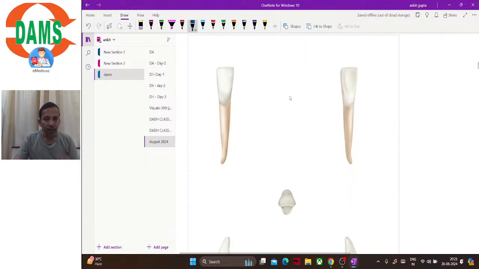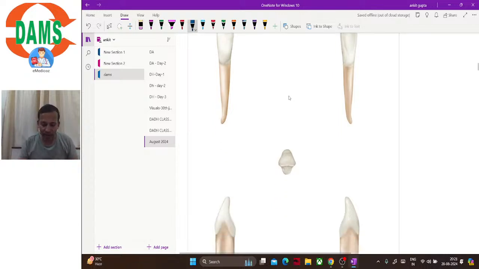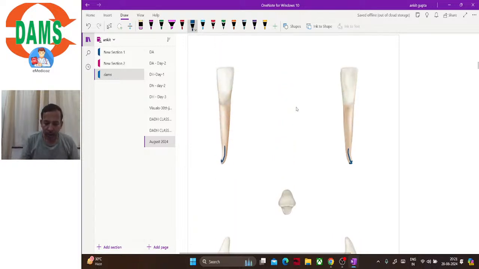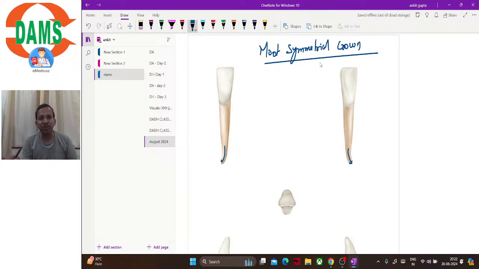Let's go to the central incisor of the mandible, or the mandibular central incisor. Again, you can see that even the mandibular central incisor has a distal curvature, right? The root has a distal curvature, and this is the most symmetrical crown. So of all the teeth in the human dentition, be it primary or permanent, the mandibular central incisor is the most symmetrical crown.